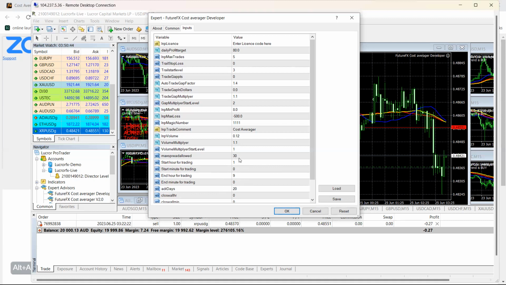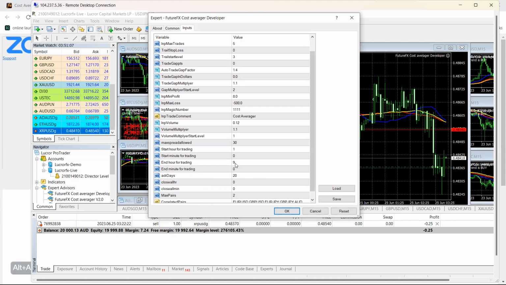I've got them like this simply so that it's just trading the Asian session. The ADR days, so that's just the average daily range calculation. You can decide how many days you want that to be calculated from. And I have the close all hour and the close all minute. So it's going to stop taking out initial trades at 0900.